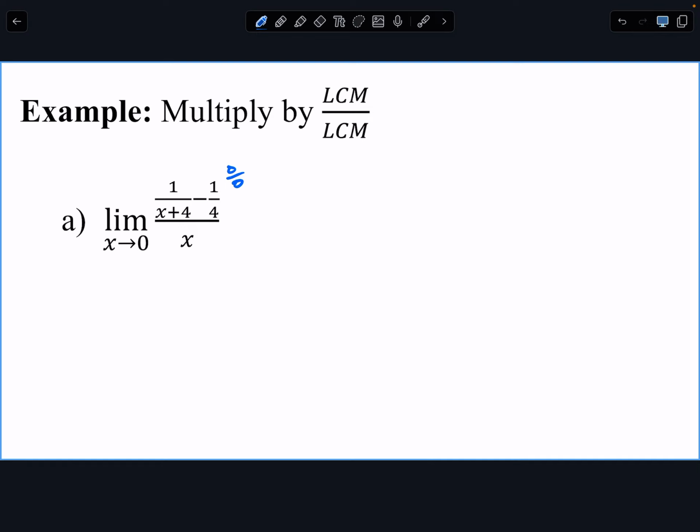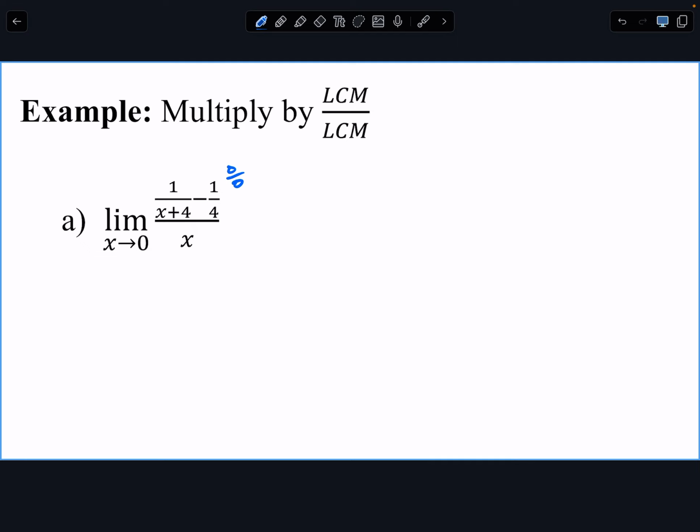Now, because when we plug in 0, we end up with the 0 over 0, we know that the factor we're trying to get to cancel is x. If it was as x approaches 2, and we end up with 0 over 0, we know that x minus 2 is the common factor that's causing that 0 over 0 when we're trying to get to cancel. So for this particular limit, we know that this x that's in the denominator is the factor that we are trying to get to cancel.